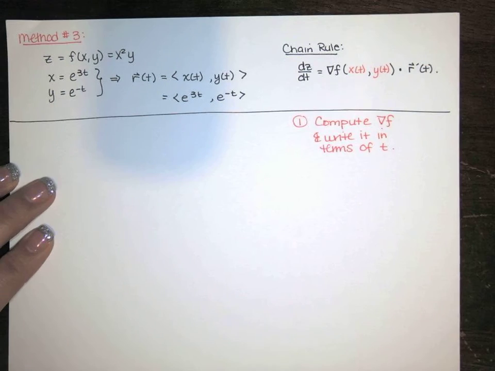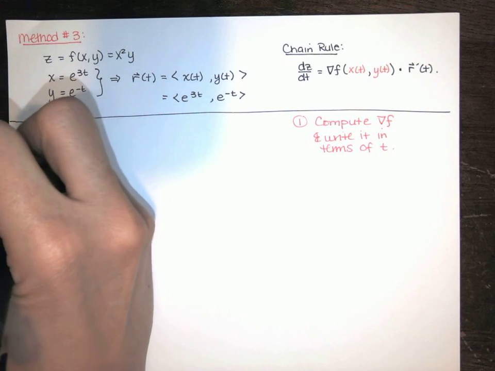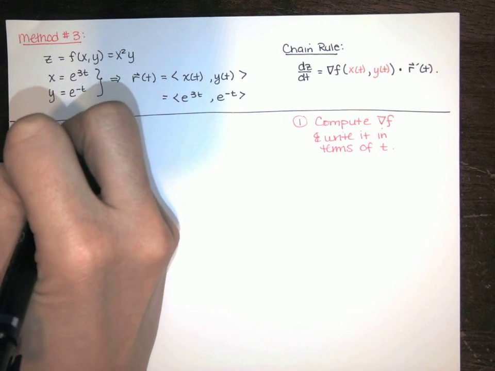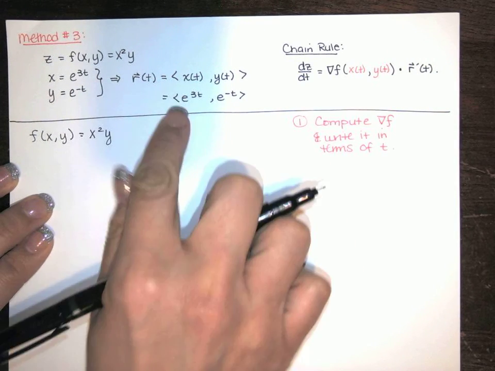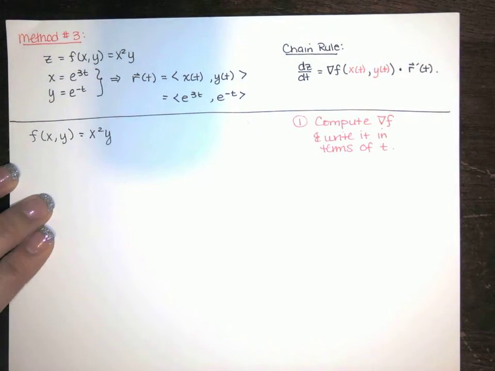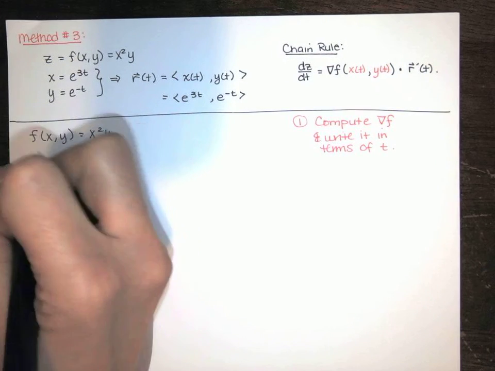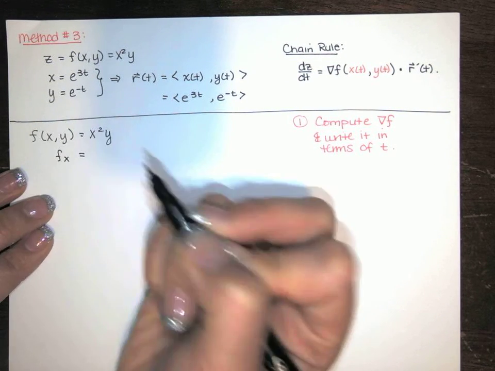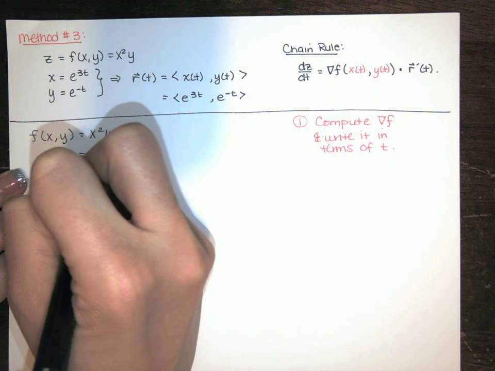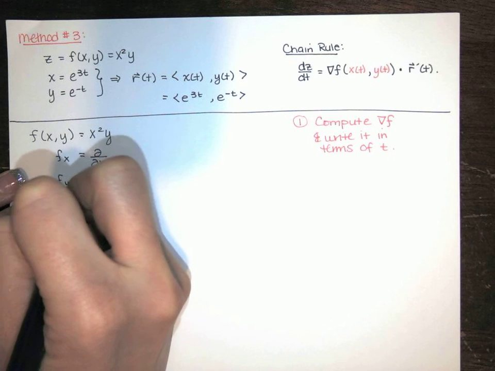So here's my function of several variables. This is a vector valued function. This is a function of 2 variables. And if I want its gradient, I compute those partials, the partial of f with respect to x and the partial of f with respect to y.